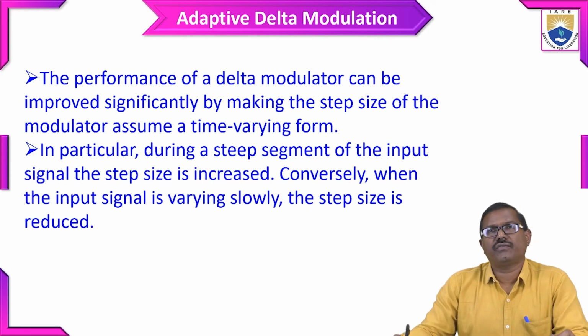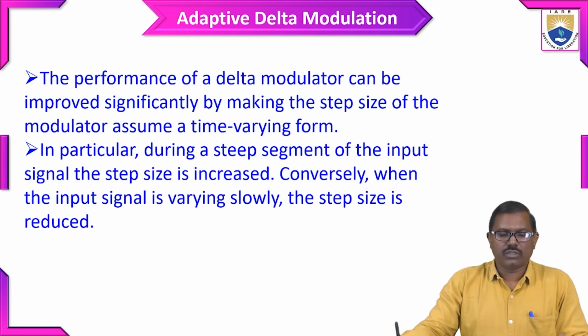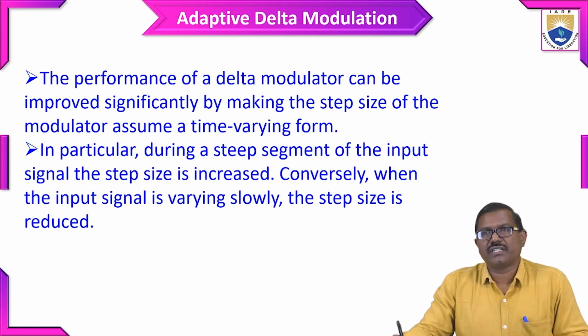So the performance of the delta modulator can be improved significantly by making the step size of the modulator assume a time-varying form. In particular, during a steep segment of the input signal, the step size is increased.